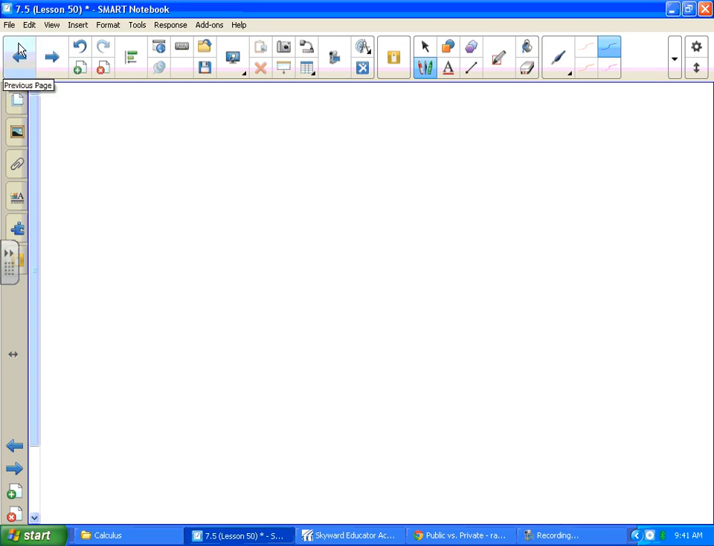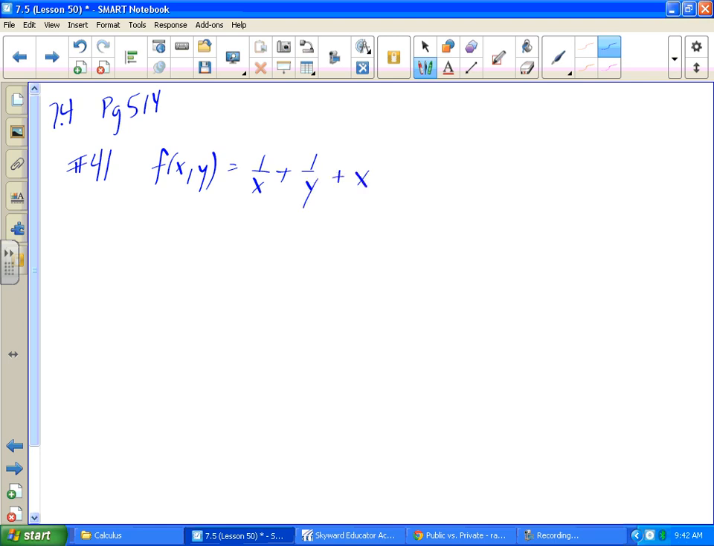Okay, so 7.4 homework here, page 514. We're going to look at number 41. So 41 starts f of x comma y equals 1 over x plus 1 over y plus x times y. And we have to find the values of x and y such that the derivative with respect to x equals 0 and the derivative with respect to y equals 0. So we have to find these two spots here.